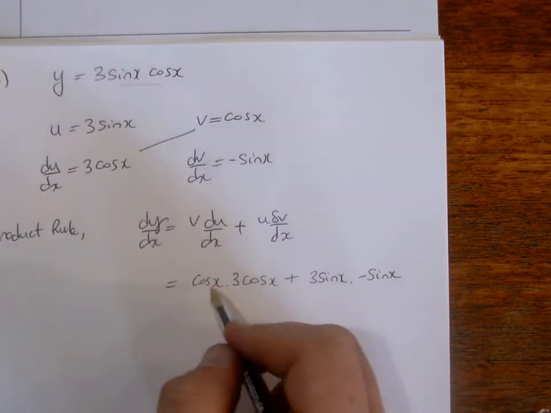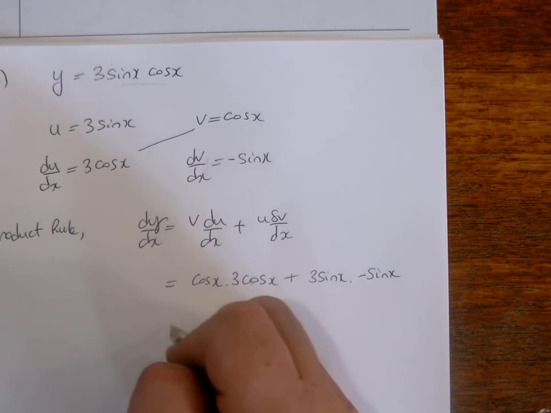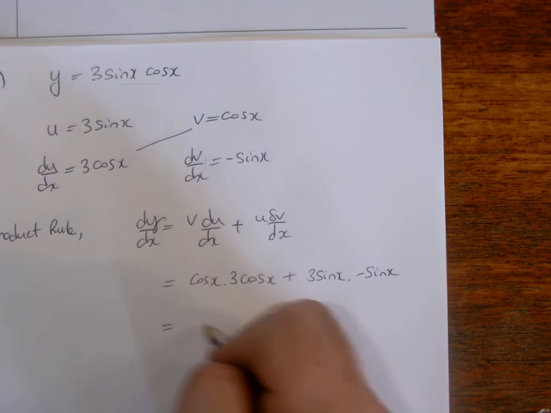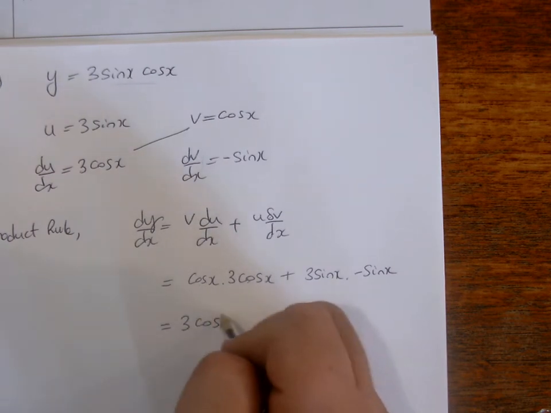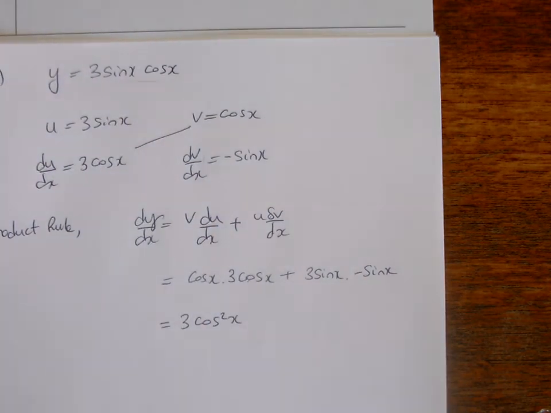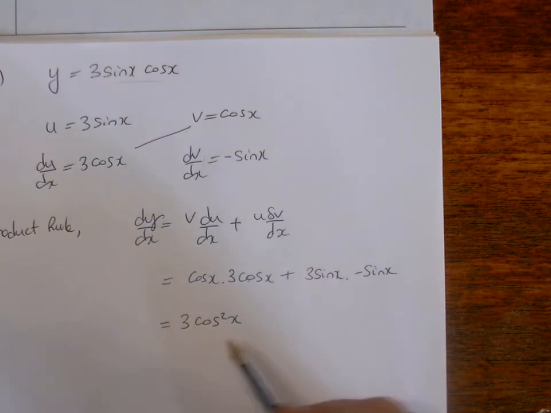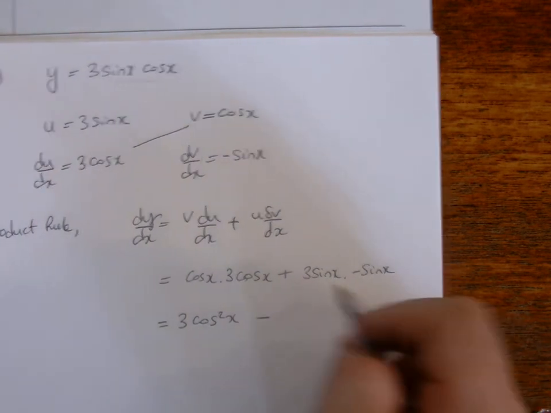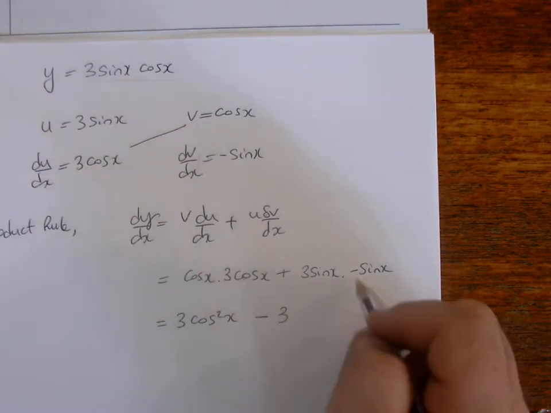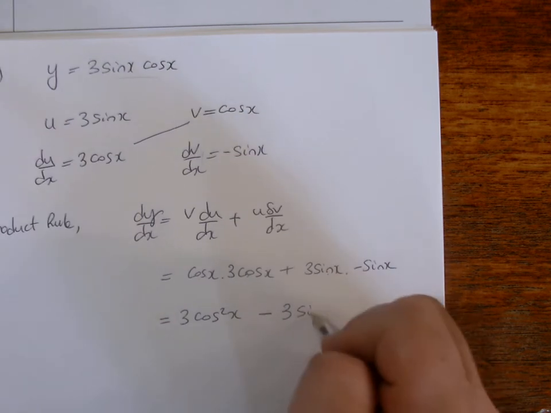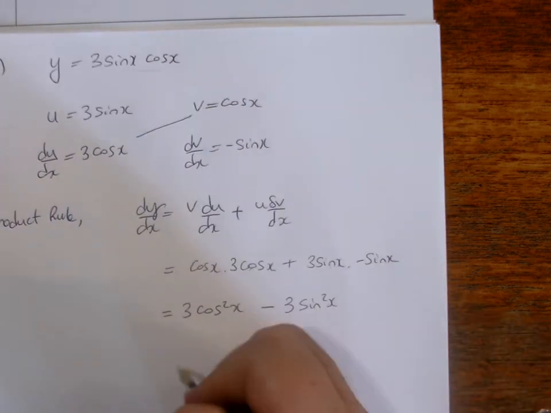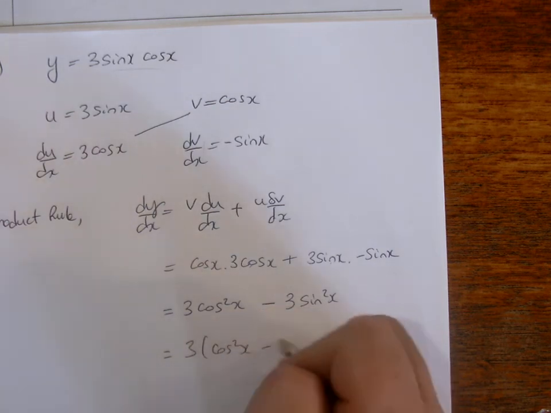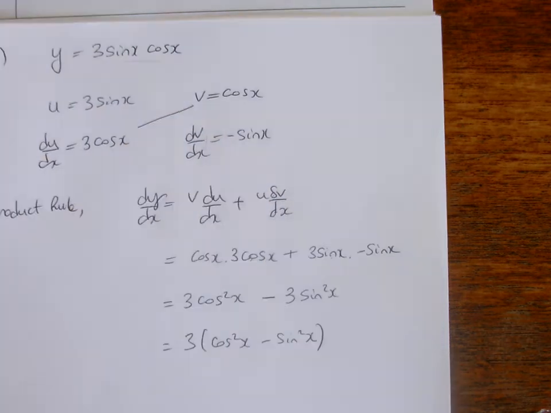Now, when you've got cos x times cos x, that's cos x all squared, isn't it? So we write this as cos squared x, and put the 3 in front. The same here: we've got 3, and it's minus 3, and then sine x times sine x is sine squared x. So we could even factorize out the 3 there. So we get 3 times cos squared x take away sine squared x.